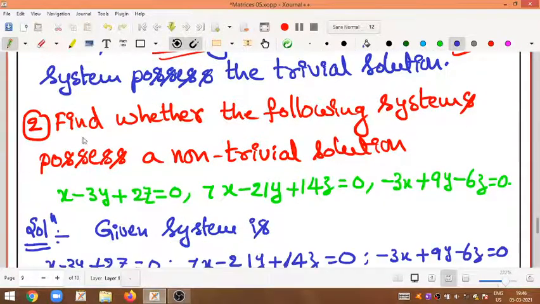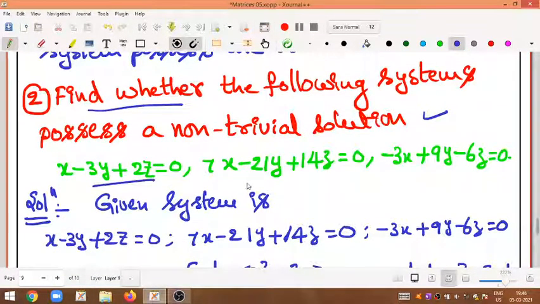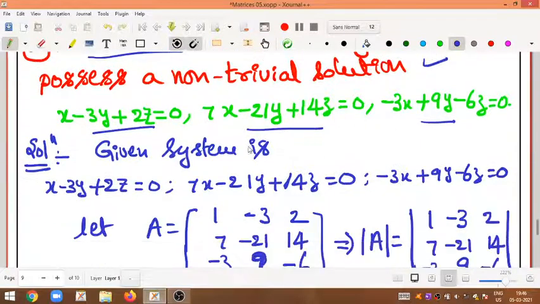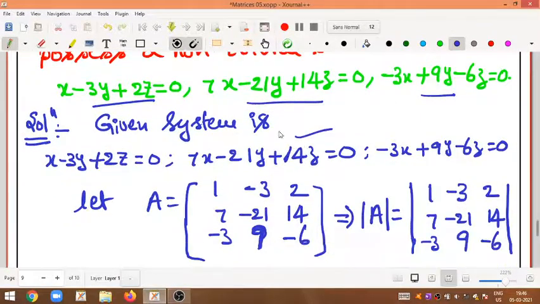That is, find whether the following system possesses a non-trivial solution. That is, the system is given like this. The given system I wrote here. So for this system I wrote the matrix form, by coefficients.